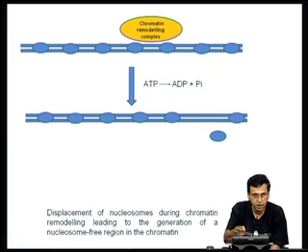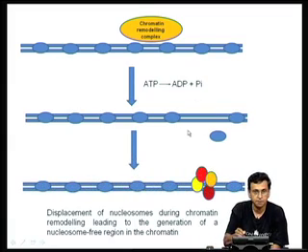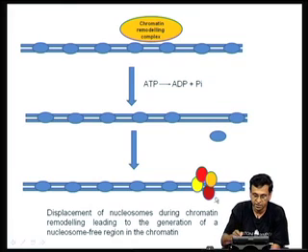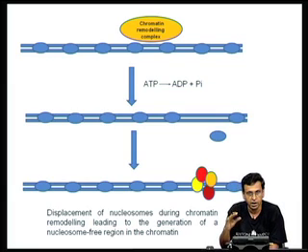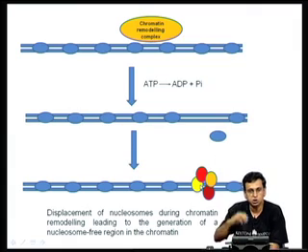This energy derived from ATP hydrolysis is used by the chromatin remodeling complex to displace histones from the DNA, and as a result you generate what are called nucleosome free regions. These nucleosome free regions can now expose binding sites for transcription factors or for pre-initiation complex assembly, resulting in activation of transcription. So ATP-dependent chromatin remodeling has become another important mechanism by which transcription regulation is brought about in eukaryotes: displacement of nucleosomes during chromatin remodeling leads to generation of a nucleosome free region in chromatin, resulting in the exposure of certain DNA binding sites.